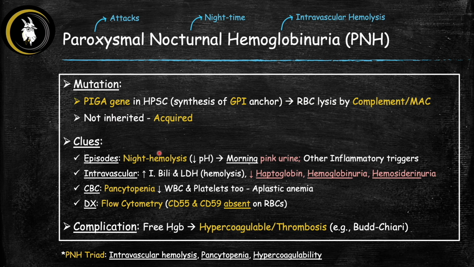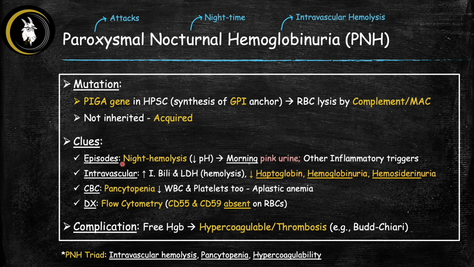And it's thought that this is because at night when we sleep, our breathing slows down. So this leads to acidosis and conditions that are favorable for activation of complement. And so this leads to increased intravascular hemolysis at night. In reality, though, this condition is not limited to nighttime, and any inflammatory stress or infection can actually trigger the immune system and activate complement, leading to hemolysis episodes.